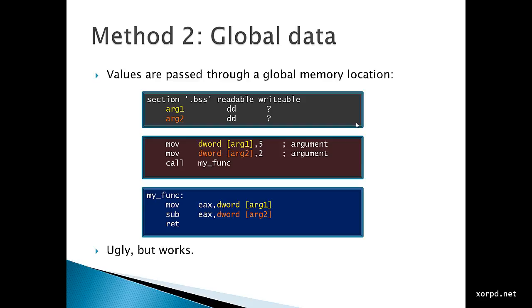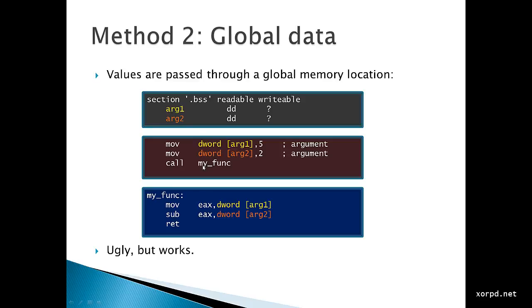Method number 2, global data. In this method, values are passed through a global memory location. Again, we have the same myfunc function, but this time it takes arguments differently. In order to pass arguments to this function, we declare two global dwords in the BSS section, called arg1 and arg2. We could call them whatever we like, but this is just an example.